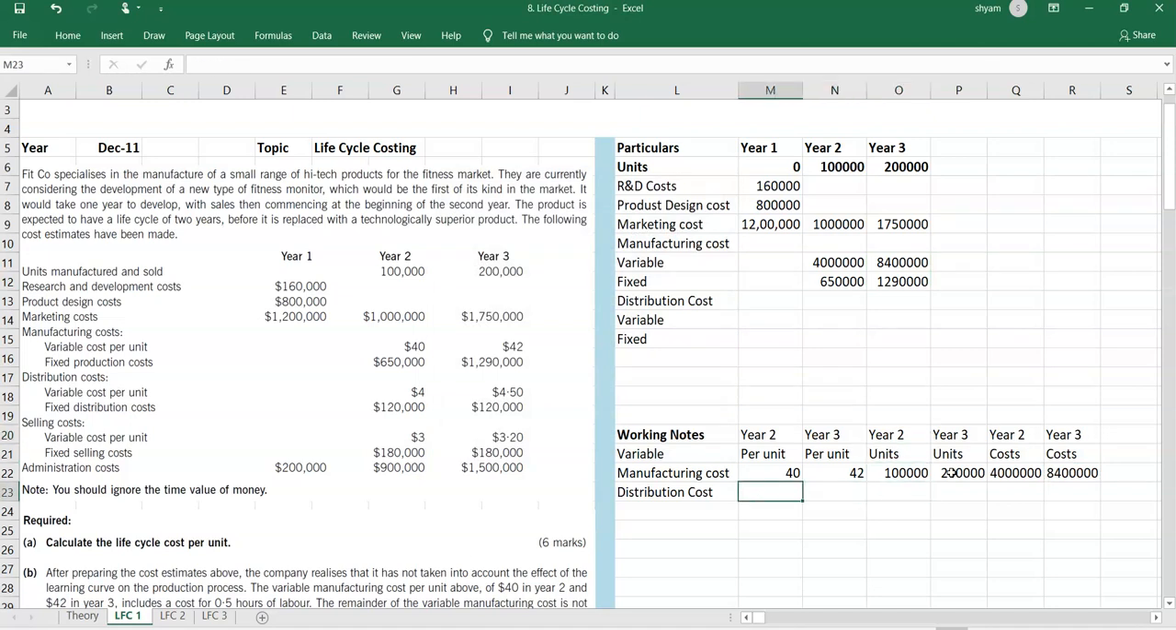So let's go to distribution cost. Distribution cost is 4 per unit in the second year and 4.5 in the third year. Okay, units are going to be same. We don't have any difference in the units. So we'll multiply 4 per unit into 1 lakh units, and here we'll multiply 4.5 into 2 lakh units. So we got two amounts, 4 lakh and 9 lakh.